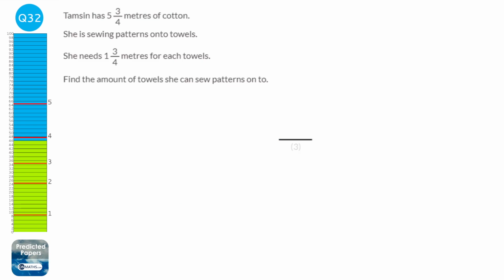So this question is asking us really to divide the 5 3/4 by 1 3/4. So we're going to do 5 3/4 divided by 1 3/4, because we're finding out how many of these towels, which is 1 3/4 metres, can be made when the total amount of cotton is 5 3/4.